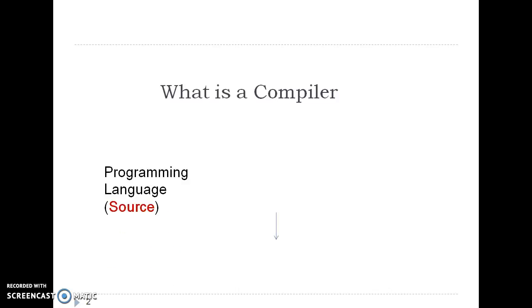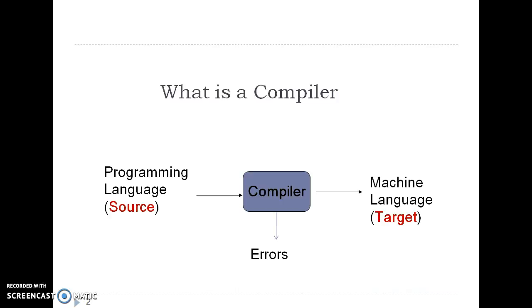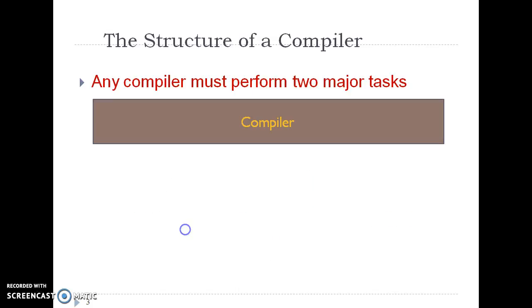A compiler is a program that converts a program written in the high-level language into a program in the machine language. That is, it translates the source code into a target code. If the source program has any errors, either syntax or semantic errors, the compiler is going to declare error messages.